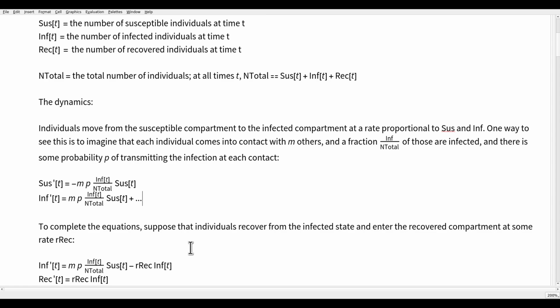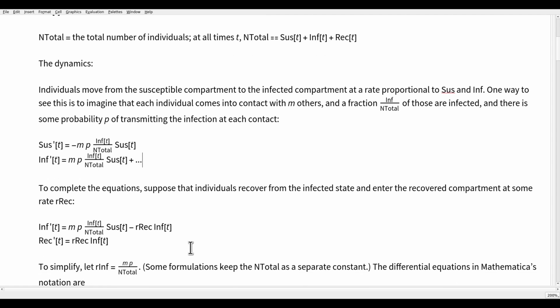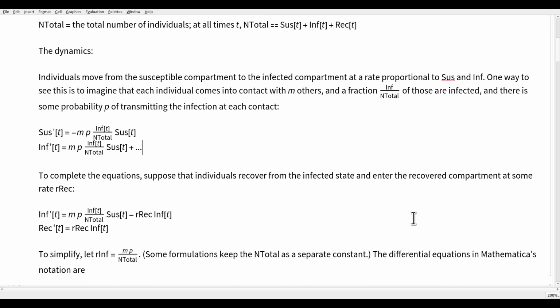To complete the equations, we need to have a recovery process. So suppose that individuals recover from the infected state and enter the recovered compartment at some rate, which I'll call rRec. So that means that just at any given time, this fraction of infected individuals recover. They're subtracted from the infected compartment and added to the recovered compartment.